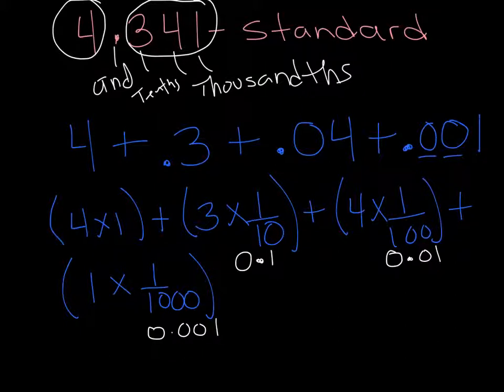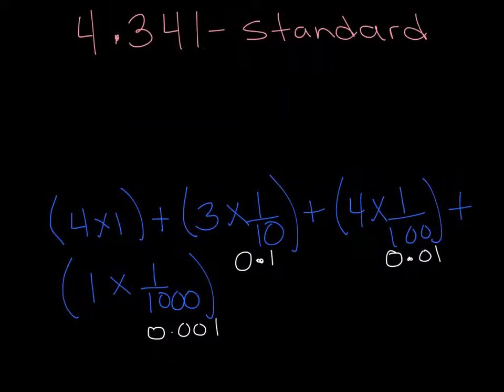The final way to write this number is to write it using words. So to write it using words, you simply write the words that you say while you're reading the number. This is the trick. Read the number and then write exactly what you said. 4 and is how we start this. So we're going to write the number 4. It has to be the number version. And. That and is the decimal. 341 thousandths.